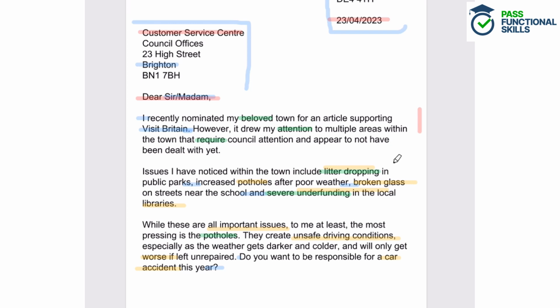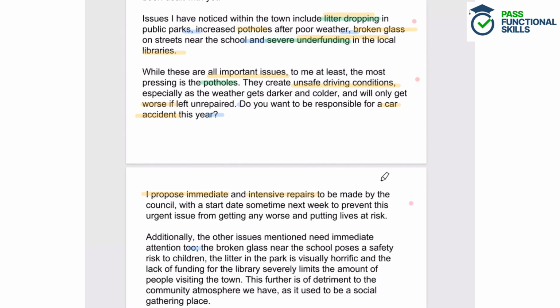So we've got the first paragraph which explains what the letter will be about and introduces the issues in the town. Then the second paragraph goes into more details about what the issues are and suggests which issue is the most important. Then the third paragraph goes into more detail about that more important issue, explaining what they would like the council to do about the potholes. So we've got a bit of an explanation of not only the effects that the potholes are having, but also what the council should do about them.